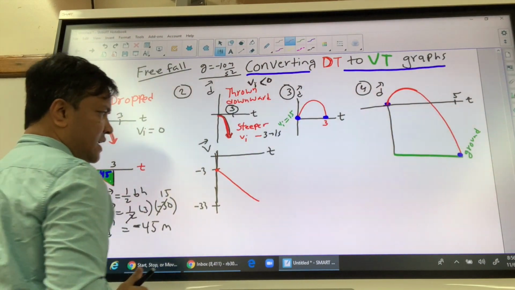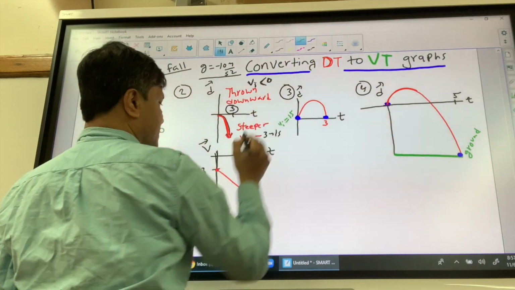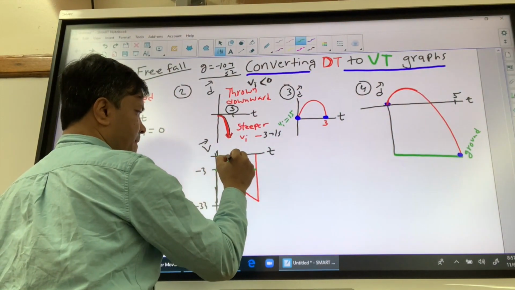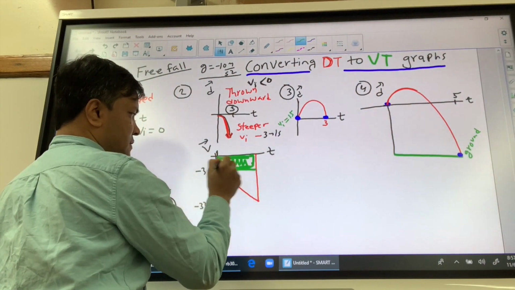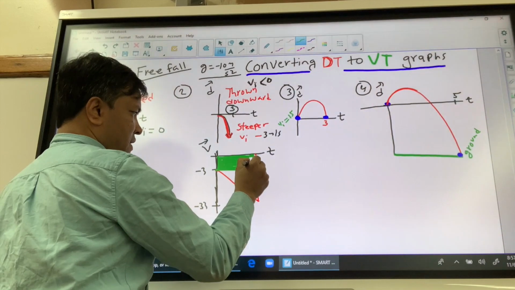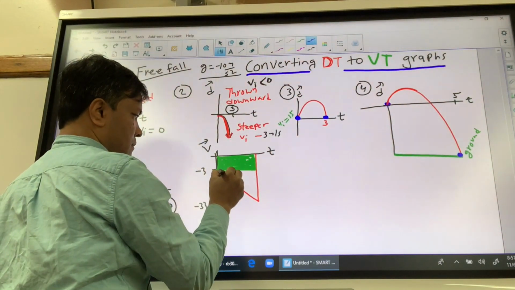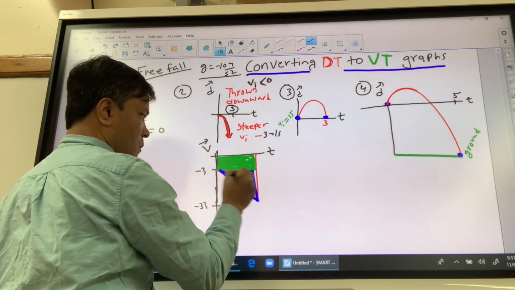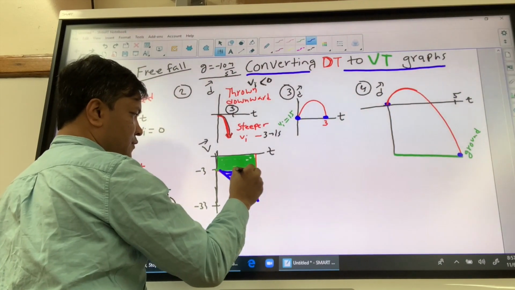So this is the area under the curve. We can divide it into two parts. One part is a rectangle, and one part is a triangle. Okay, good. We are almost done.